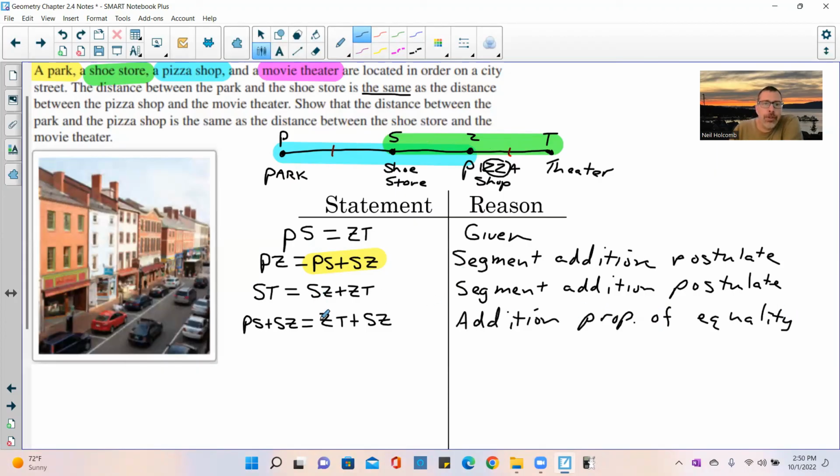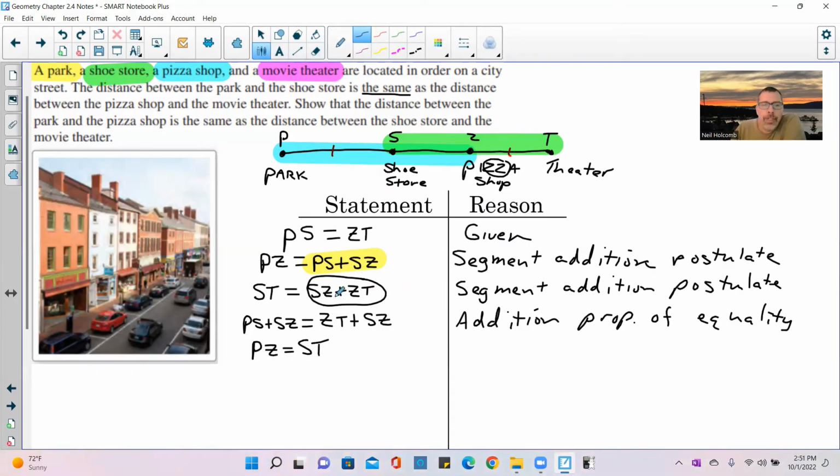All right, so now what are we trying to prove? We're trying to prove that PZ equals the distance from the shoe store to the theater, ST. So PZ equals ST. Well, why does PZ equal ST? Well, ST is SZ plus ZT, and ZT plus SZ is equal to PS plus SZ, which is equal to PZ. You're probably saying, what? So I can now put ST right here.